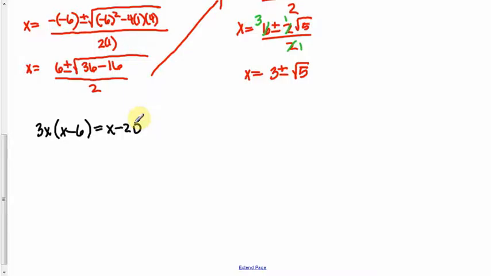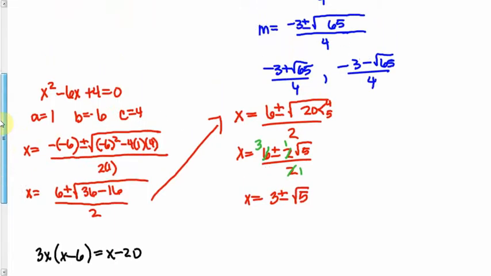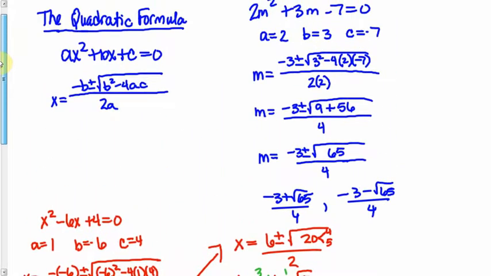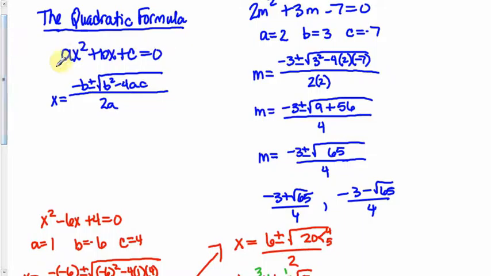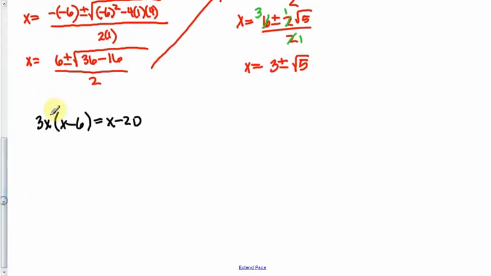Now that one is a mess, but you've been asked to solve for x. And we're in the quadratic formula section, so I want you to solve it by using the quadratic formula. The first thing you're going to have to do is get it to look like ax squared plus bx plus c equals 0. So you're heading towards that. Okay? So we're going to distribute the 3x. I will get 3x squared minus 18x equals x minus 20.